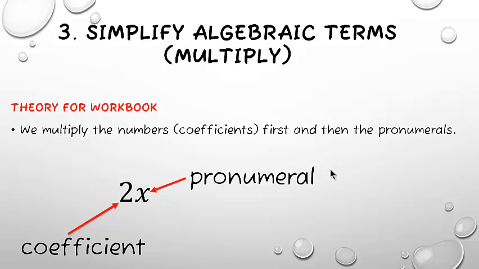Okay, to simplify algebraic terms using multiplication, we multiply the numbers, the coefficients, first, and then the pronumerals. Let's have a look at a couple of examples.